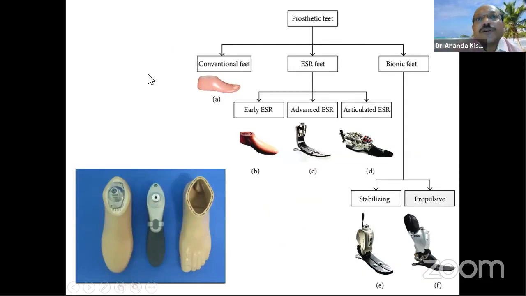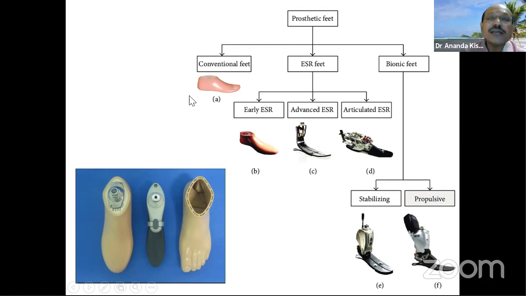Now, the most important topic, usually asked in the examination, is the prosthetic foot. So what is the classification? Basically, the conventional feet, that is the SACH foot, and the Jaipur foot. This is the conventional foot. This is the actual Jaipur foot. All of you know, this is the Indian foot contributed to the world. This is a modern variety of the Jaipur foot.